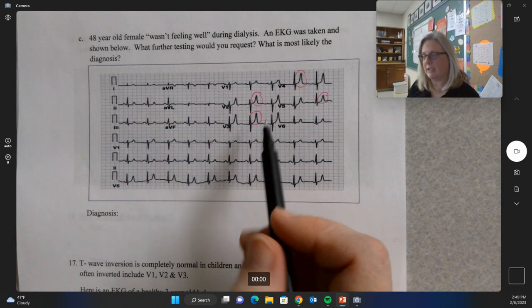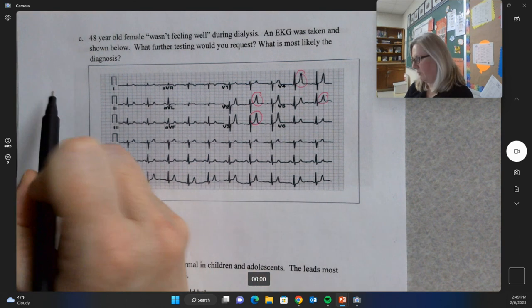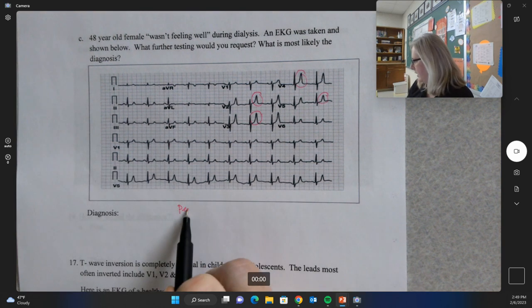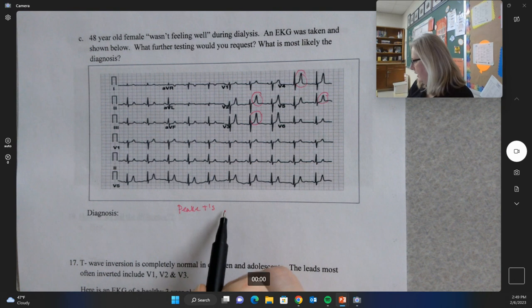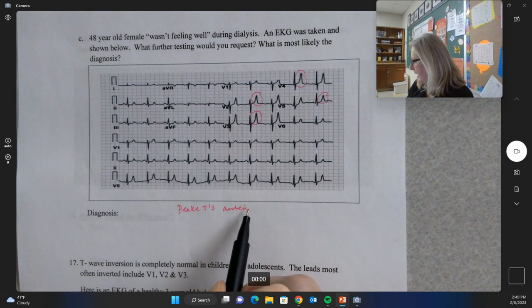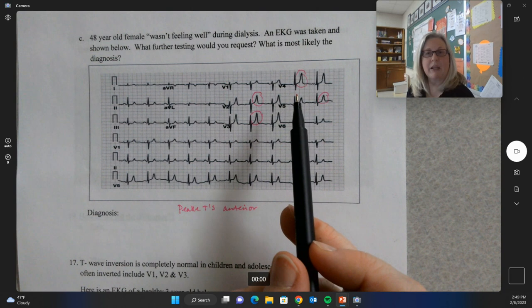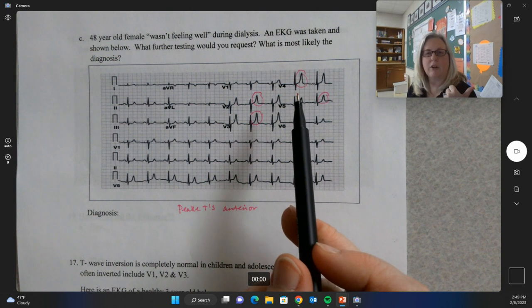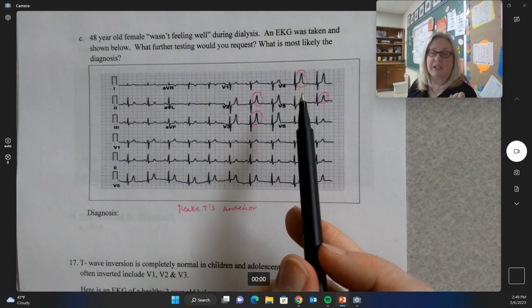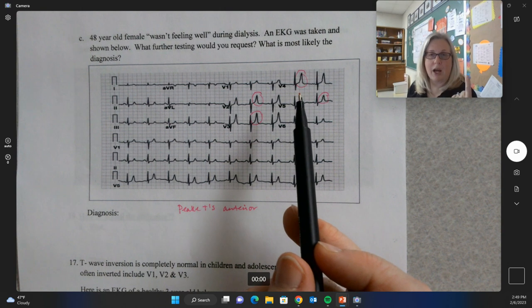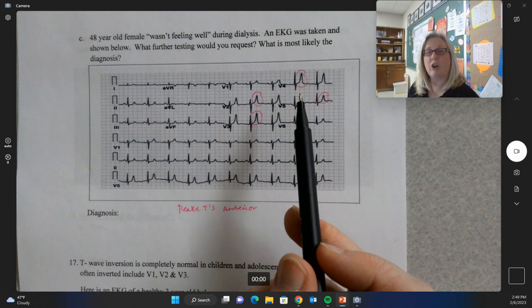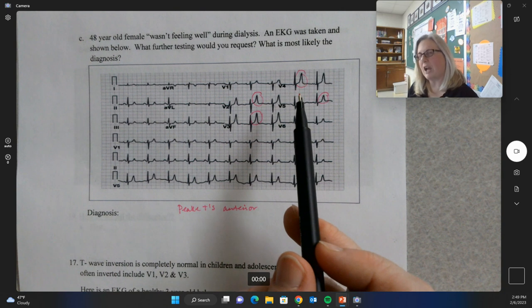So she's got peak T's. So I'm going to write peak T's. Write it down here so you can see it. Peaked T's anterior. That's the anterior region of the heart. Peak T's can mean 3 things. Can mean ischemia, can mean an acute MI, can mean hyperkalemia, but based on how she's feeling and her history that she's a dialysis patient, we're probably going to check 2 things.